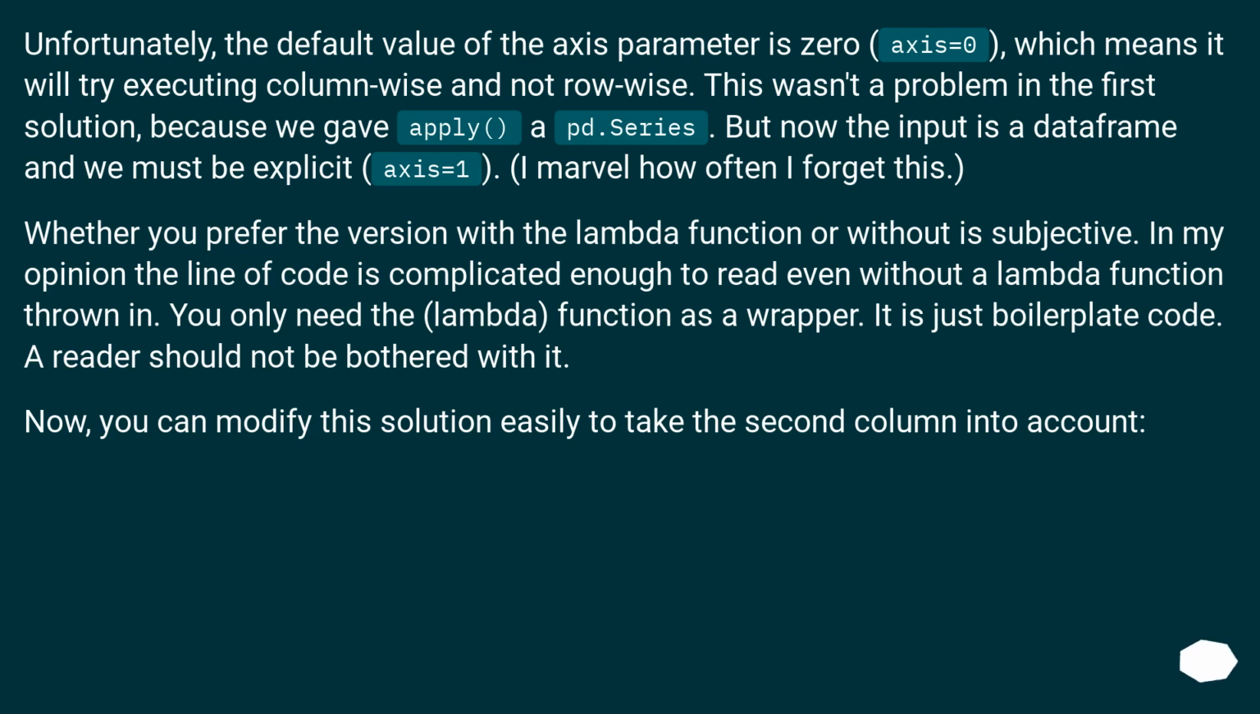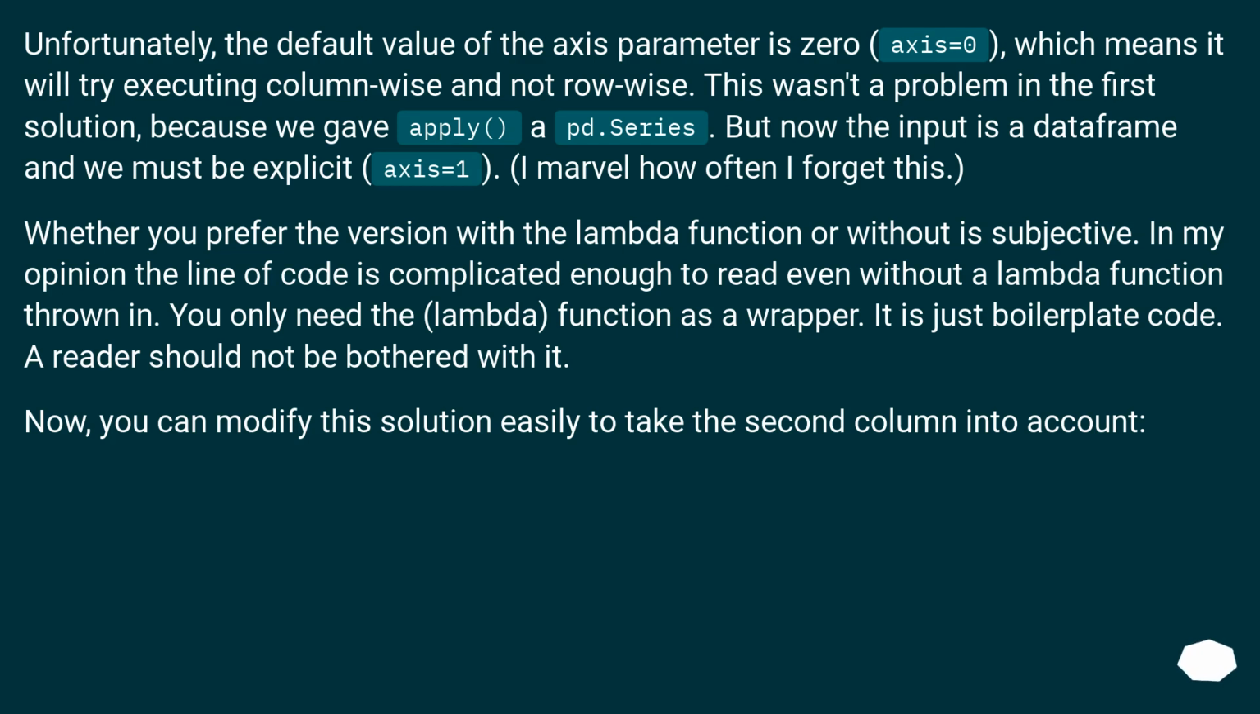Unfortunately, the default value of the axis parameter is 0, axis=0, which means it will try executing column-wise and not row-wise. This wasn't a problem in the first solution, because we gave apply a pd.Series. But now the input is a data frame and we must be explicit, axis=1. I marvel how often I forget this.